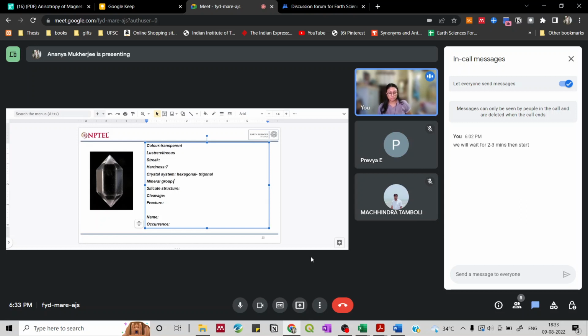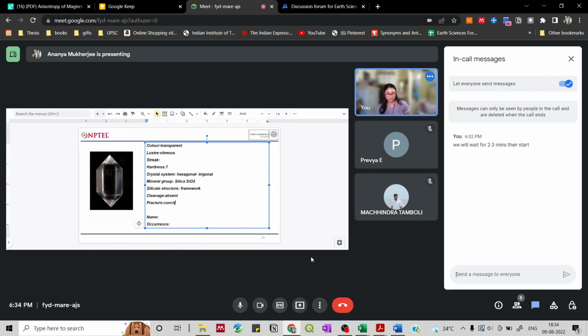Okay, so the mineral group is silica. So it is SiO2. Okay, this is a silica mineral. So the crystal structure that we see for this is again a framework silicate structure. Okay, this is one example of a mineral which does not have a cleavage. Okay, the cleavage is absent for this mineral. And the conchoidal fracture is very particular for this mineral.